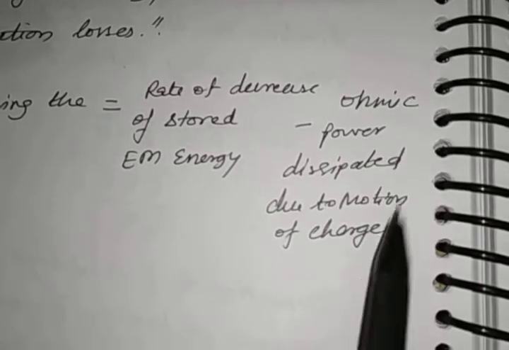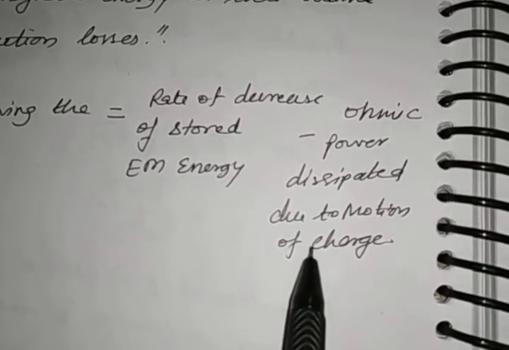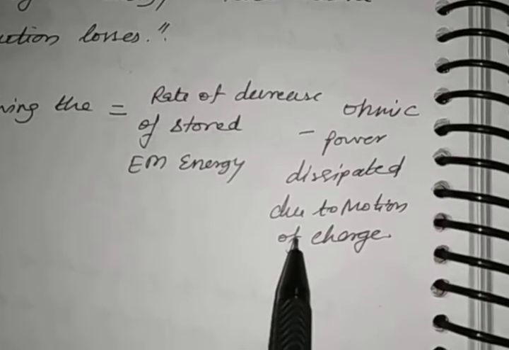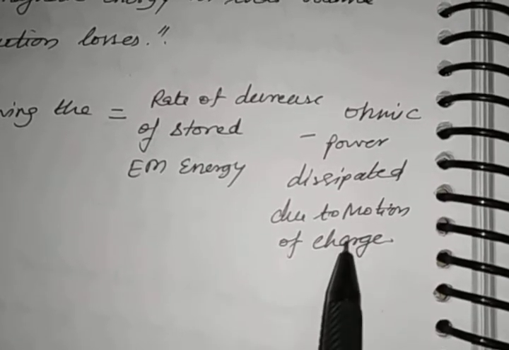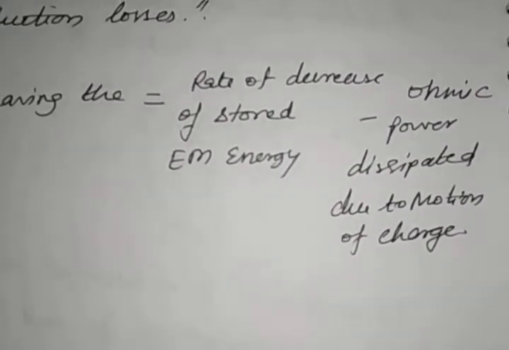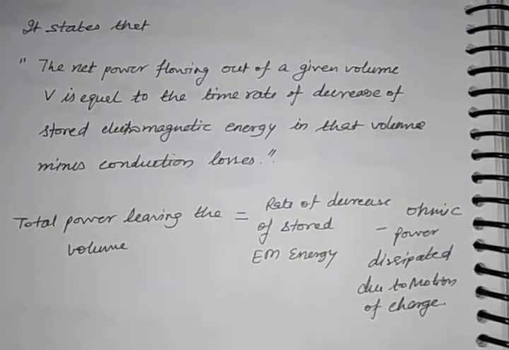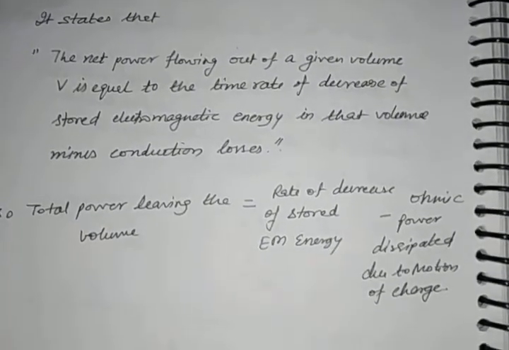This ohmic power dissipated is the loss of electromagnetic energy when charge motion is available. So this loss is in the conduction material. So how to prove this equation, how to get the values out of it? There are certain steps.